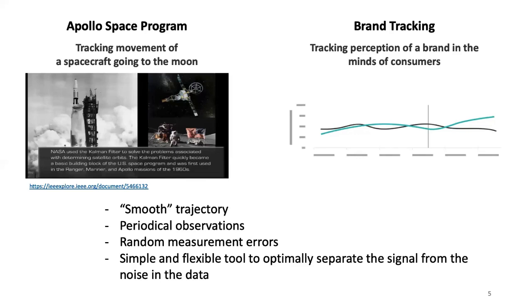So what we need is essentially a fairly simple and flexible tool to optimally separate the signal from the noise in the data. This is true for the space program. In the Apollo program, they had a very primitive computer. These computers did not have the same power as they do today. So they needed something fairly simple and easy to implement. And obviously for us, if we could get something simple and easy to implement, why not?